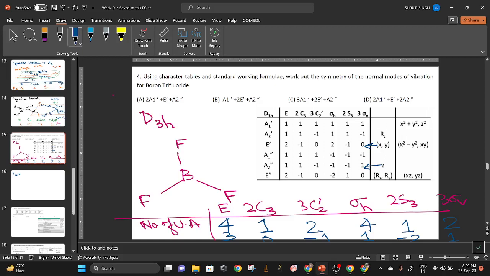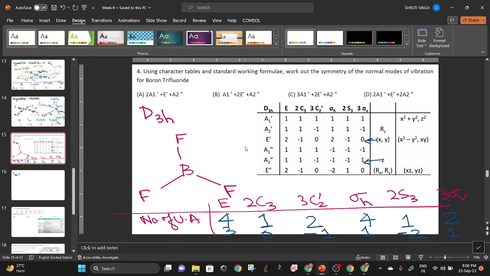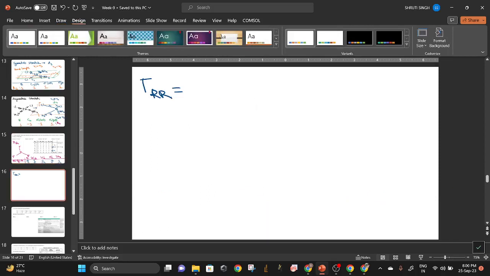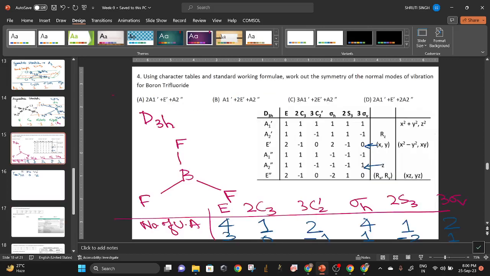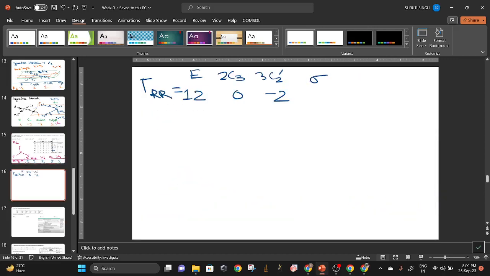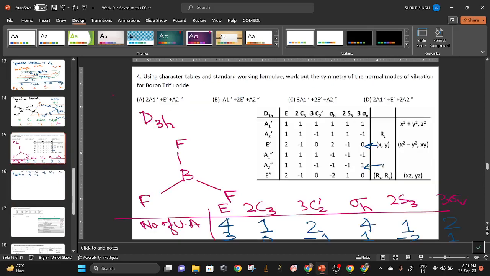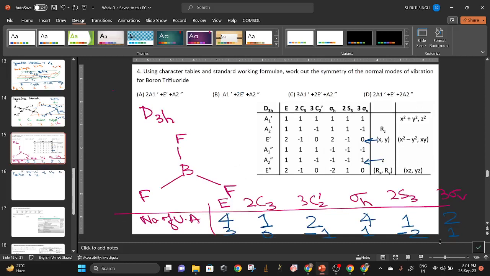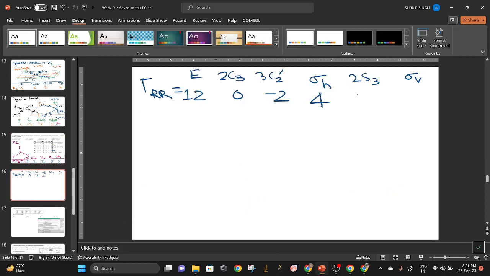So what will we get after multiplication? 12, 0, minus 2 for E, 2C3, 3C2 dash. What else? Sigma H, 2S3, 3 sigma V. Now this is 4, this is minus 2, this is 2. So 4, minus 2, 2. Okay.